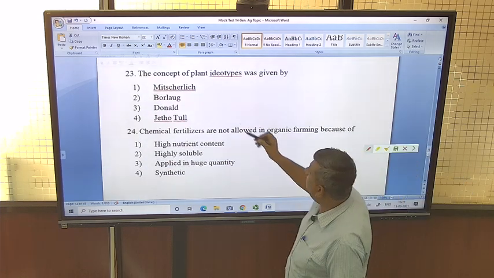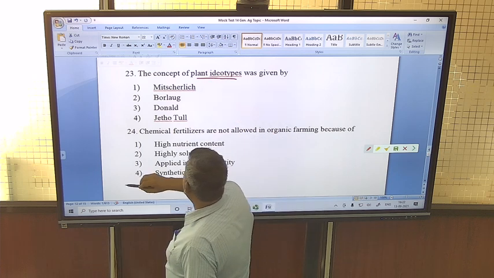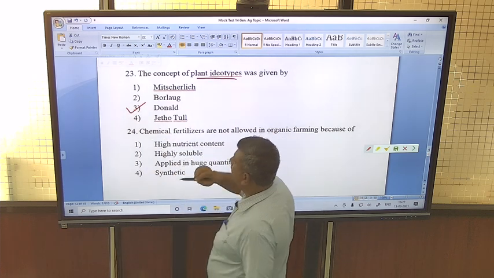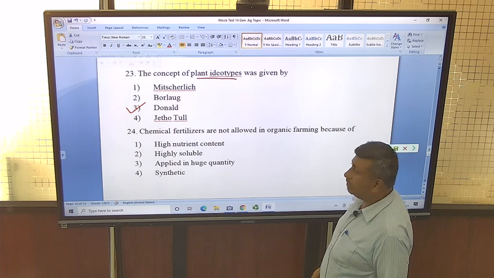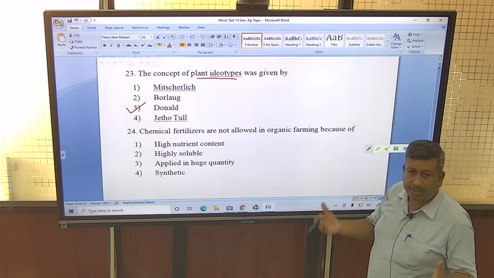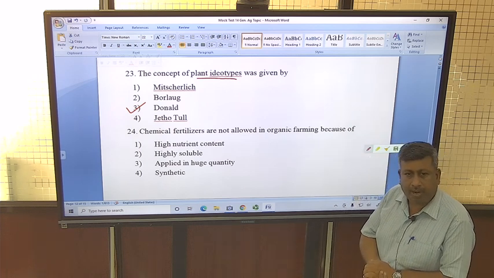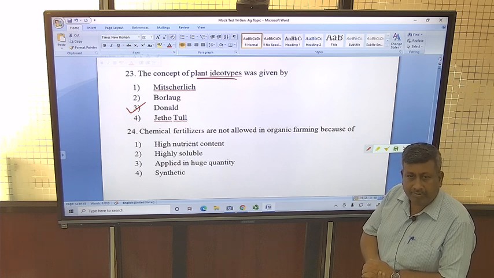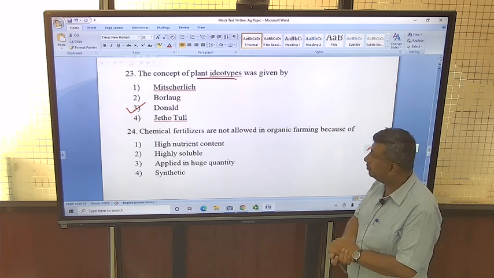The concept of plant ideotype was given by Donald. This is very important. Donald gave the concept of plant ideotype: what should be the morphological characteristics of a plant to obtain the maximum genetic potential yield.